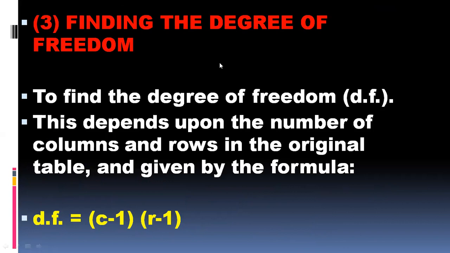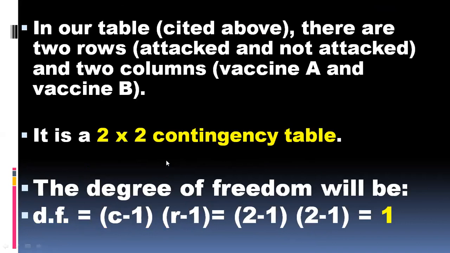Now we need to find out the degree of freedom. So degree of freedom is found with the help of number of columns and number of rows in the table. So how many columns are there? 2. How many rows are there? 2. So the formula for calculating degree of freedom is column minus 1 into row minus 1. So it will be 2 minus 1, 2 minus 1. We have to put the value.